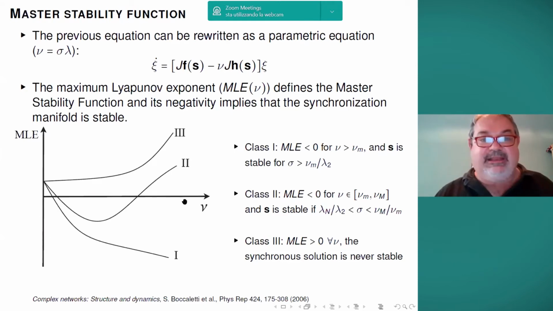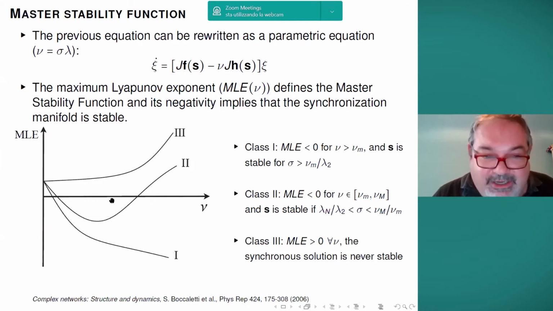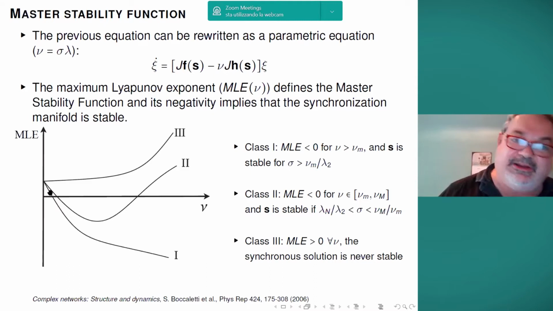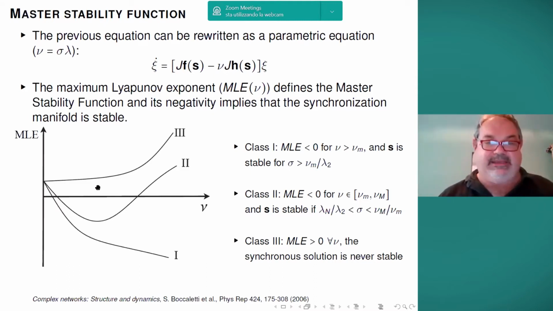And instead, in class 2, what I have is that I have to position the spectrum of my Laplacian times sigma in a finite region here, because I can have instabilities for larger eigenvalues and instabilities here for smaller eigenvalues. So I have to compact my spectrum.